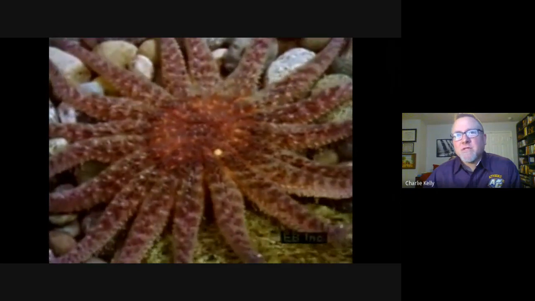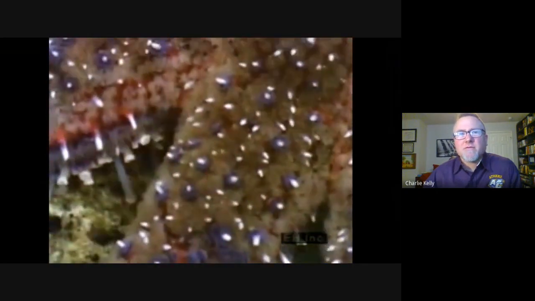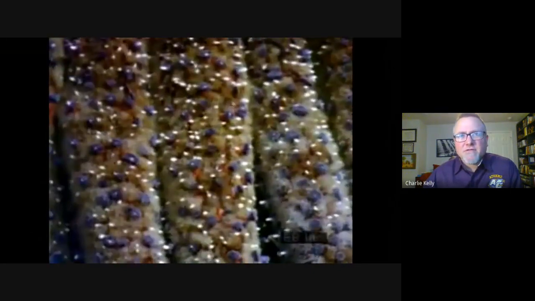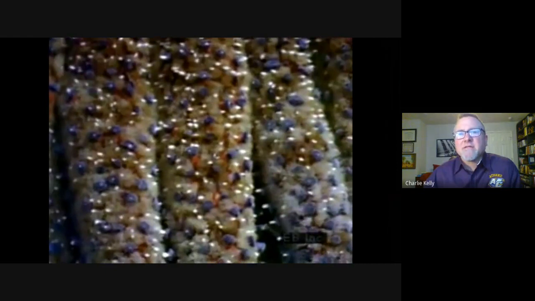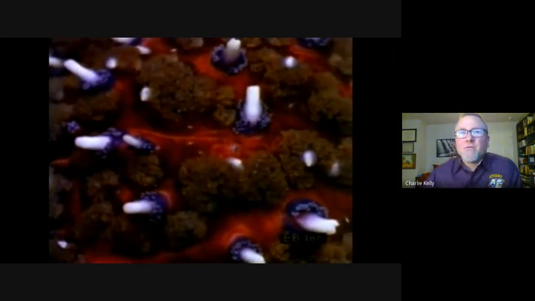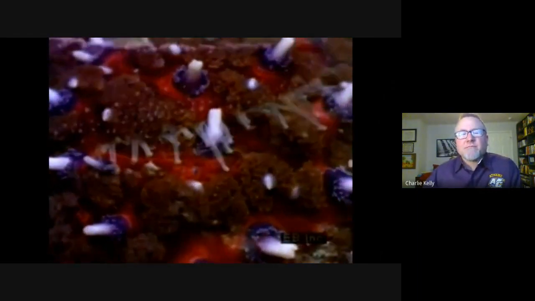You can see him using those right now to move. You can see them on the bottom. Here's another view. Water enters through a sieve plate in the starfish's skin and is forced by muscles into each foot. Sort of like blowing up a water balloon. Each little foot is like a tiny water balloon.